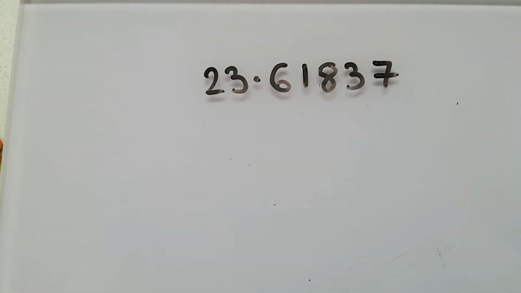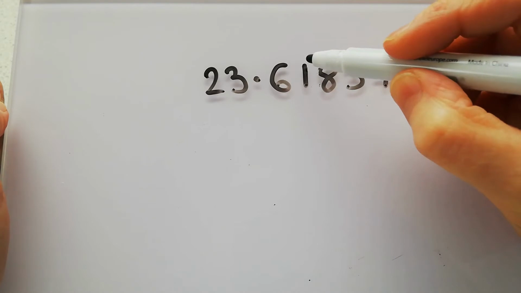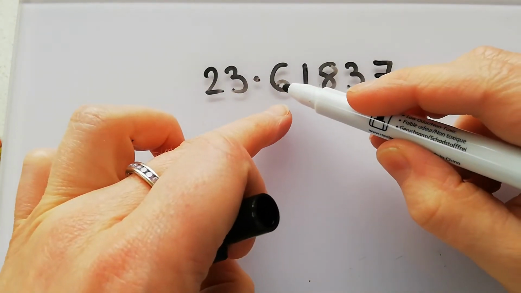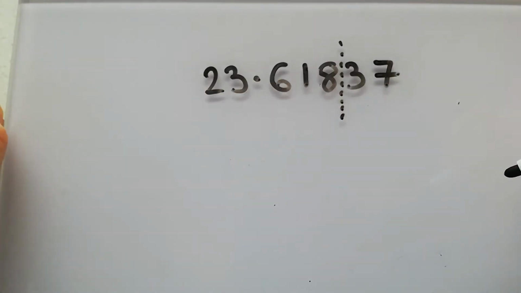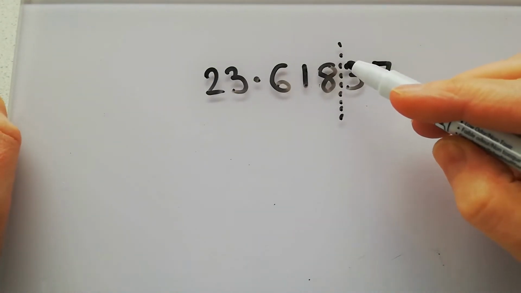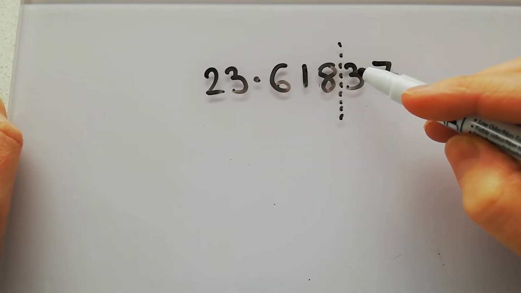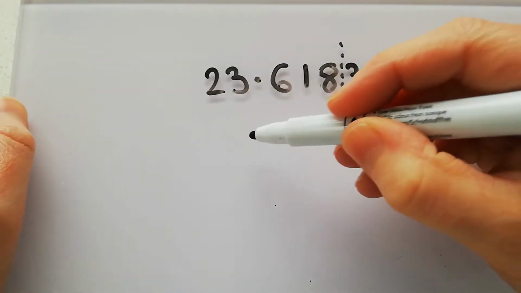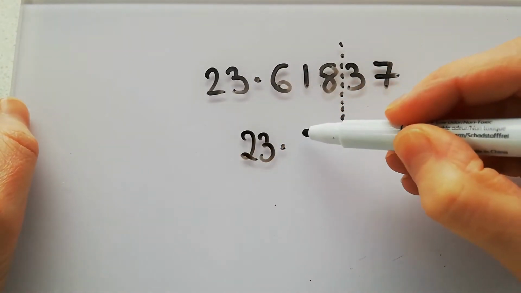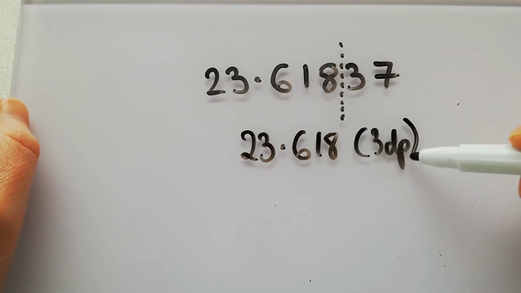Still working with this number. If we were rounding to 3 decimal places, then we'd make a cut after the third decimal place. So the first decimal place, the second, the third, and we'd make a cut. And we'd look at what's happened on the right of that cut. To the right of the cut, we've got a 3, which is less than 5, which means we just leave that as it is. So that would be 23.618 to 3 decimal places.